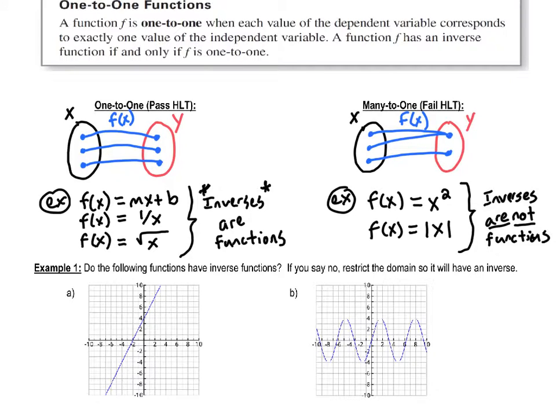So below the diagram, here are two common examples of many-to-one functions. That would be the quadratic parent and the absolute value parent. Notice, unless we restrict the domain, since these graphs will fail the horizontal line test, their inverses will not be functions.